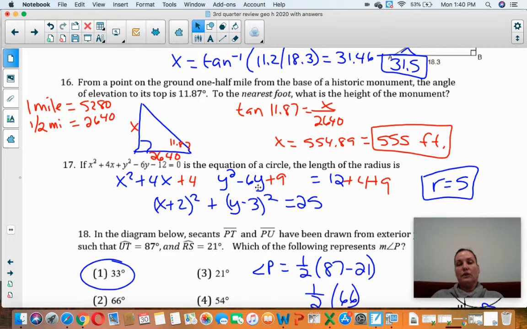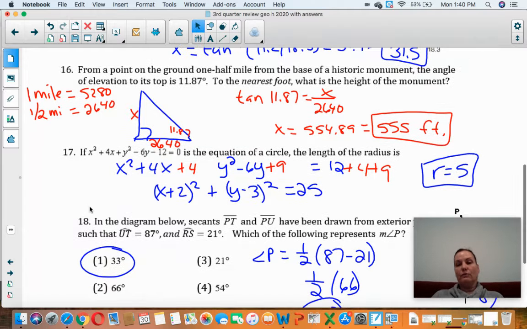Complete the square for the y's. 1/2 of -6 is -3. -3 squared is 9. I add 9 to the left. I add 9 to the right. I don't need to finish this part here because they didn't actually ask me the center, but I did finish it anyway. And on the right, I have 25. That's the radius squared. So the radius is actually the square root of 25, which is 5.